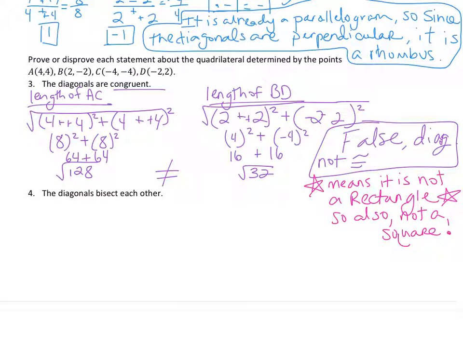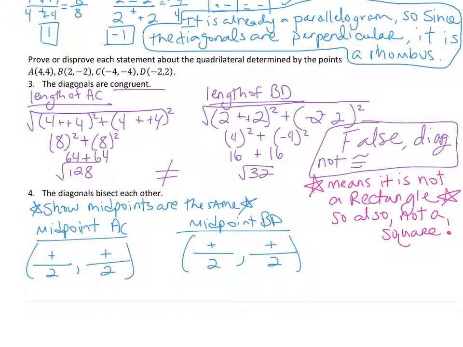So on to number 4, the diagonals bisect each other. So if the diagonals are bisecting each other, then we need to show that the midpoints for both of those diagonals are the same, so that they both end up in the same middle point on each of them. Remember, for midpoint, we add the x's together, we divide by 2, and then we add the y's together and we divide by 2. So again, I set up my problem.